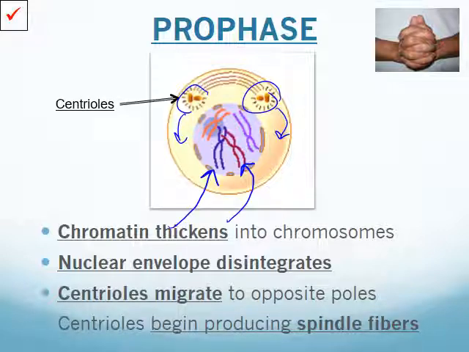And the centrioles will start to produce what are called spindle fibers. Spindle fibers are these little strings up here, which are going to be used to help pull our chromosomes apart.